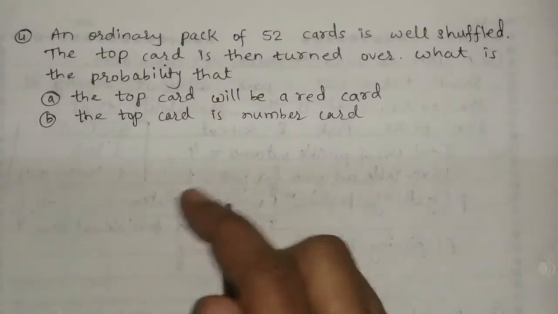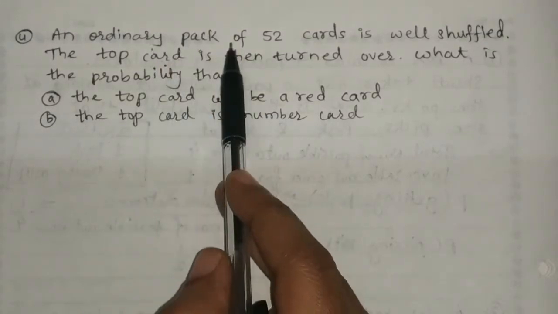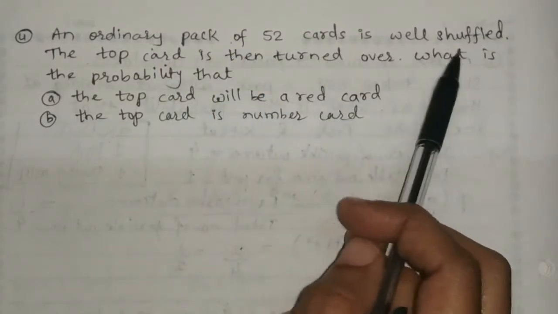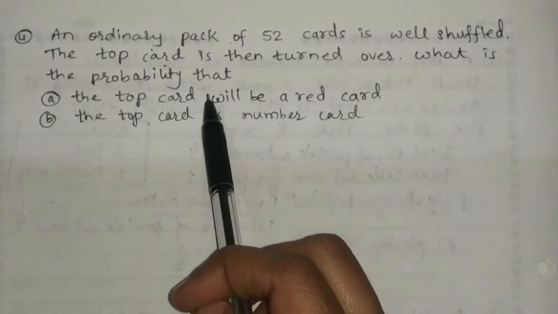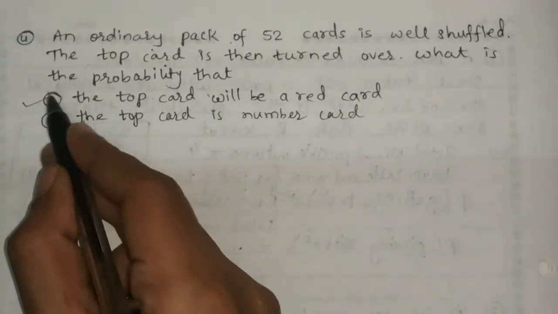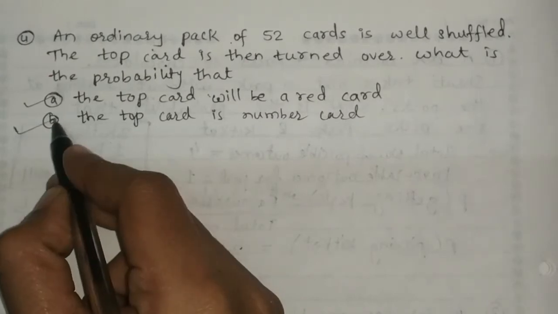Now the next question is, an ordinary pack of 52 playing cards is well shuffled. The top card is then turned over. What is the probability that it's going to be a red card and a numbered card?